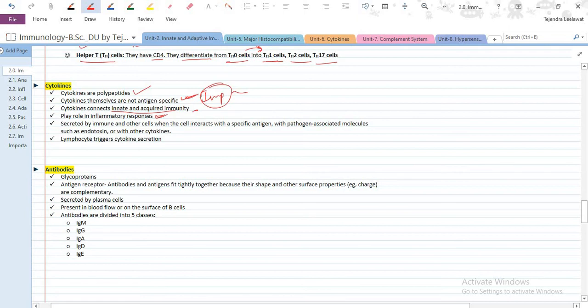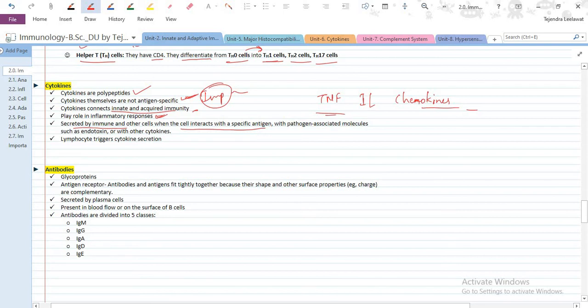Cytokines are secreted by immune and other cells. These are secreted when the cell interacts with the specific antigen. So whenever a pathogen or pathogen-associated molecules come toward them, for example endotoxin or any other type of molecule, then the cell releases some chemicals, and these are called cytokines. Actually, there are lots of types of cytokines. It might be TNF, it might be IL type, it might be chemokines. We will discuss what the types of all these chemicals are and how they start to function. So these are another type of chemicals.